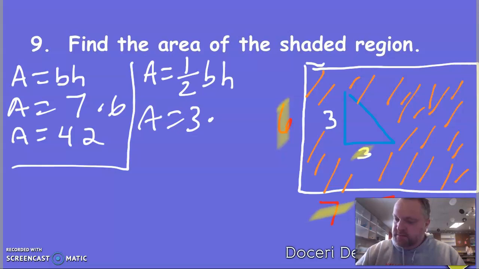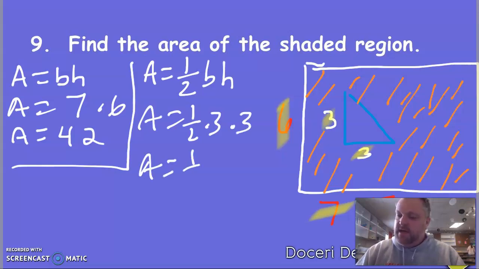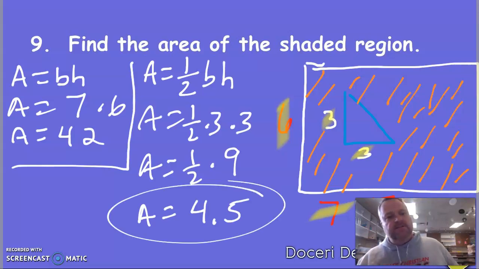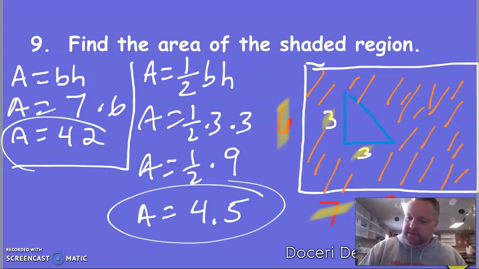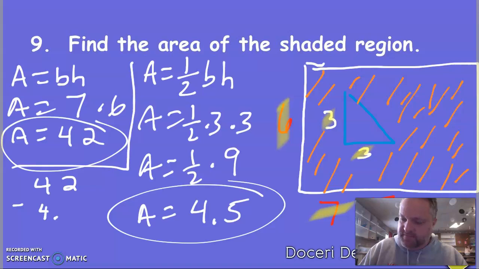Let me clean this up a bit. It's 1/2 times 3 times the height, which is also 3. So the area equals 1/2 times 9, because that's what 3 times 3 is. So half of 9 is 4.5. So the area of the shaded region is going to be 42 minus 4.5.